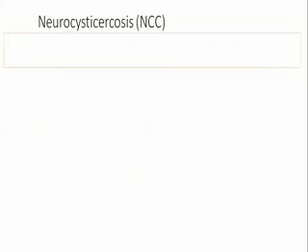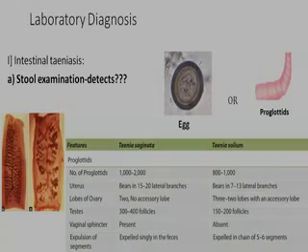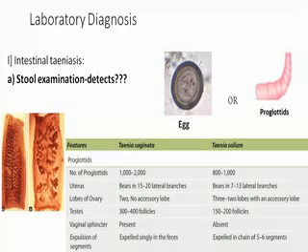And coming to the laboratory diagnosis, today's main part. First, it actually causes two diseases. All of you know, intestinal teniasis and the other one, cysticercosis. First, we look into the intestinal teniasis. When the intestine is affected, what is the sample we require to diagnose?